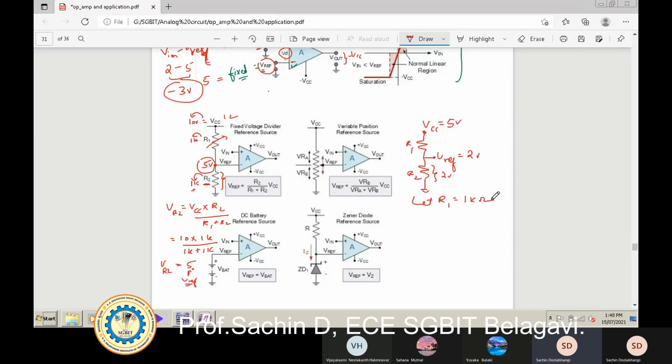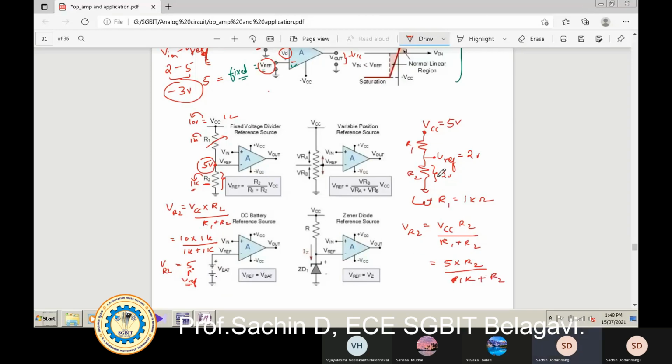I will take 1 kilo ohm. So voltage across R2, apply voltage divider rule. So it is VCC into R2 divided by R1 plus R2. VCC is 5, R2 I don't know the resistance value, I need to find that R2. R1 is how much? I am taking 1 kilo ohm. So R1 is 1 kilo ohm, so it is 1 kilo ohm plus R2. I need to find it for R2.